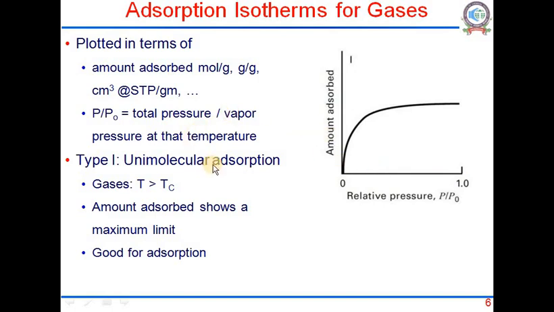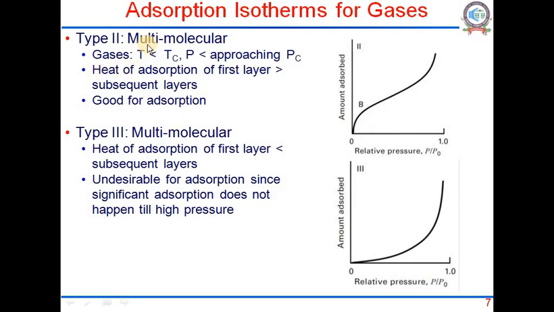So first of all, the type 1 adsorption isotherm looks something like this. This is obeyed for gases at temperatures more than the critical temperature. What this shows is that the amount adsorbed goes up, and as you increase the pressure, it finally reaches a maximum limit. This kind of isotherm is good for adsorption, because even at a low pressure, the amount adsorbed is significantly high, and this is very typical of unimolecular adsorption onto the surface, or what we call the Langmuir adsorption isotherm. We will come to that as we go along.